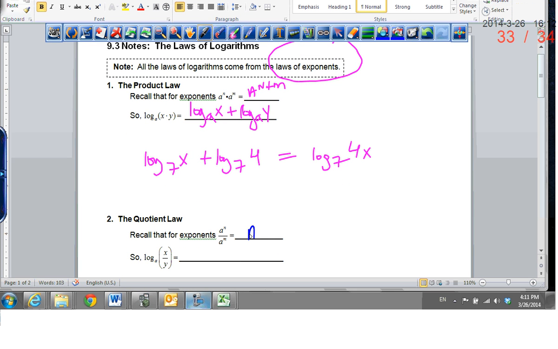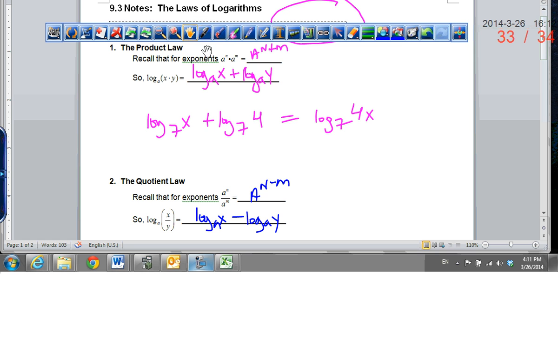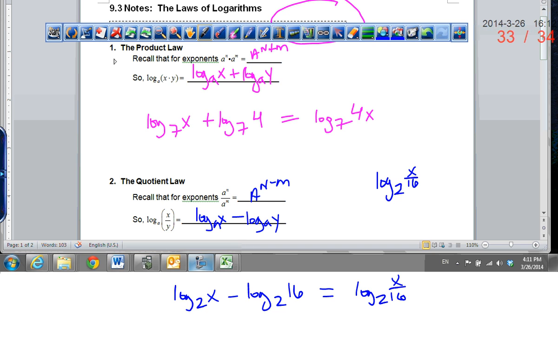Same kind of idea with division. We subtract them. So a to the n minus m. So here we're going to rewrite this as log base a of x minus log base a of y. An example for that, if we have log base 2 of x minus log base 2 of 16, this would equal log base 2 of x over 16. And be sure our 2 is kind of below that. You can probably do a better job than I can. That's a little better. So that's those.